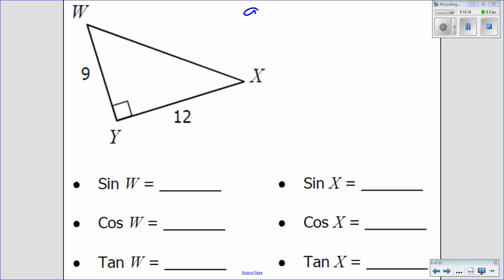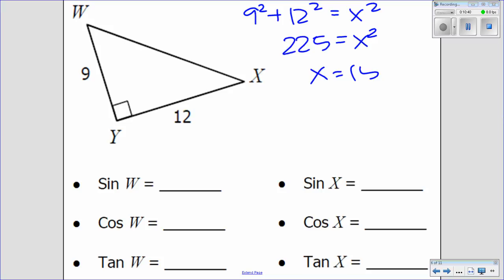So we can do 9 squared plus 12 squared equals x squared. This will give you 225 equals x squared, I apologize. And then x is 15. We are going to set it up one side at a time.